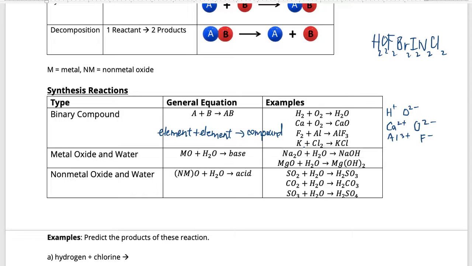We have element and element, so you combine them together. Potassium is a +1 charge, chlorine's a -1 charge, right? So it becomes KCl. All right, so there's our first example of synthesis reactions.